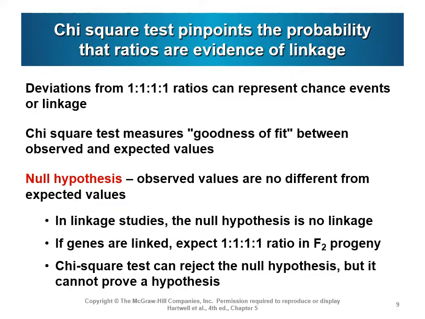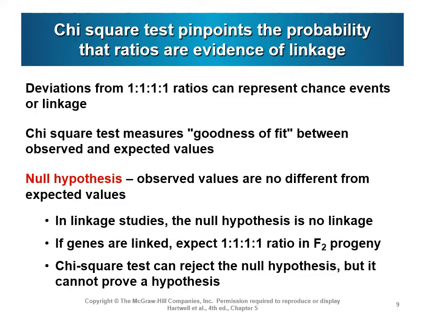Deviations from 1-1-1-1 ratios can represent chance events or linkage. There is a statistical model called chi-square, also known as goodness of fit, between observed and expected values. Basically, we can use this model to hypothesize whether a result is relevant to linkage or not. The null hypothesis would be that observed values are not different from expected values. In linkage studies, the null hypothesis is no linkage.